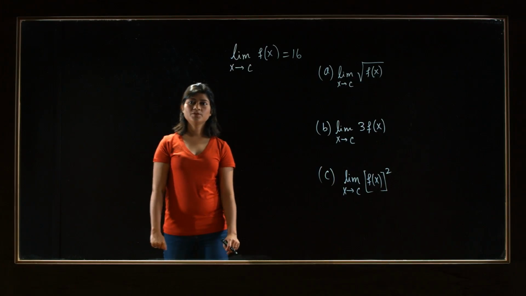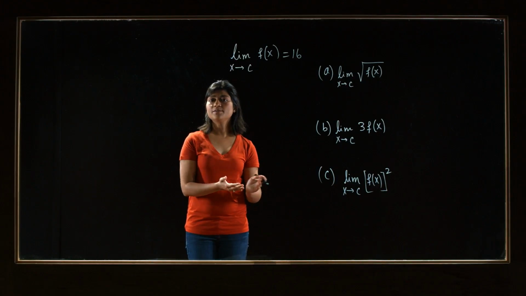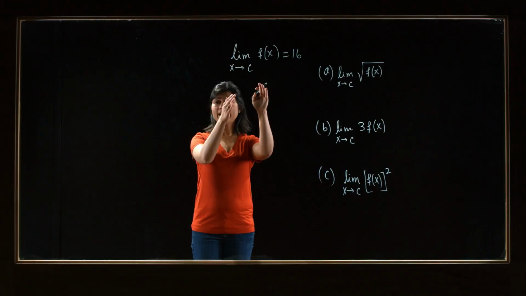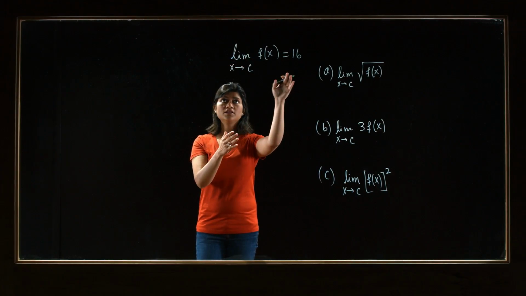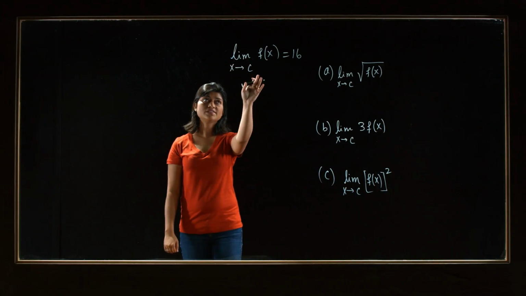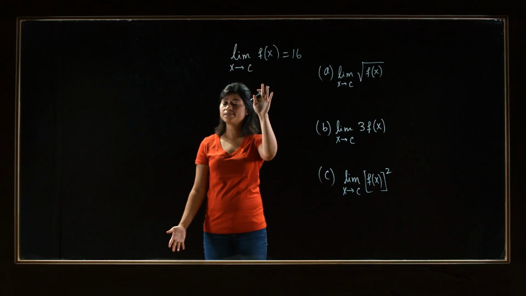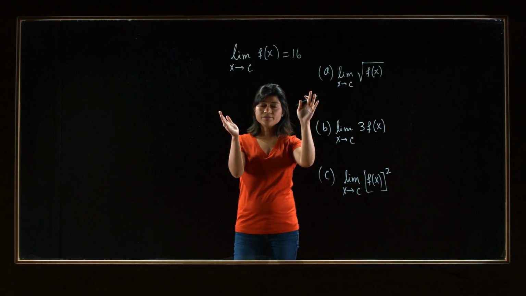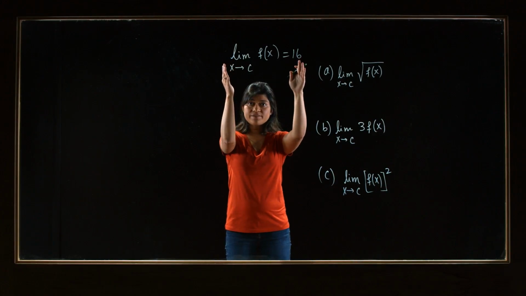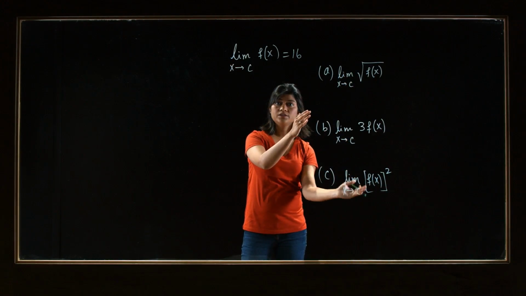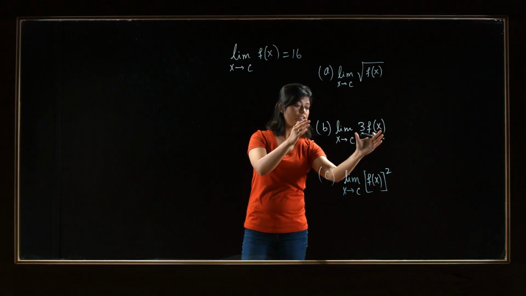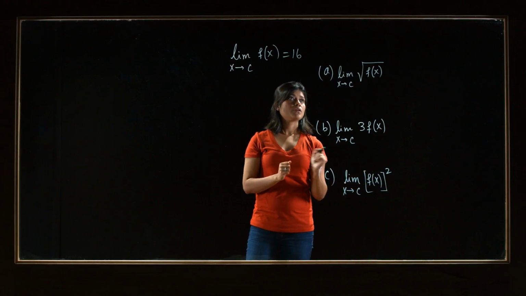In this problem, we are going to evaluate some limits. We do have a limit that's already given. The limit of a function as x approaches c is 16. We don't know the expression of the function. We don't know what c is. It's not necessary. But we have to use this fact to evaluate these three limits for these three new functions.